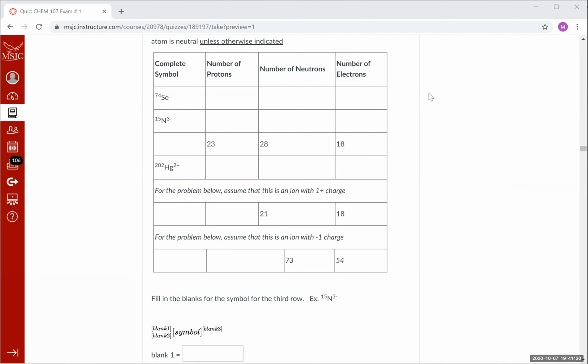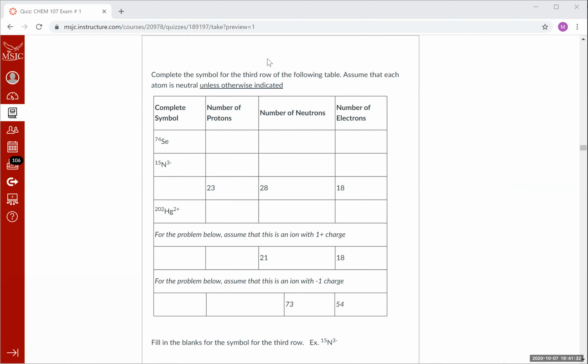We're asked to write the element symbol. So in this case, we know that our number of protons is equal to 23. So what element has an atomic number of 23? I don't know the name, but the symbol is V. Yep, that would be vanadium. Yep, perfect. As long as you can get the symbol, that's all you need for this isotope notation question.